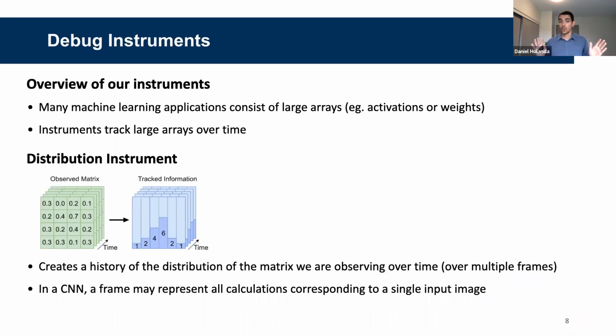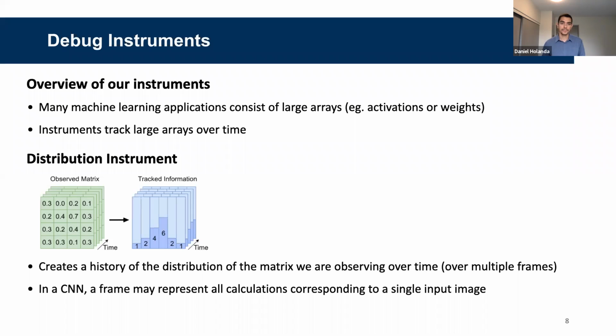So let's talk a little bit about our debug instrument. We know that machine learning applications consist of very large arrays, such as activations and weights. And all that our instrumentation does is to track those large arrays over time. So let's say, for example, that we want to check whether the weights matrix is spanning throughout the entire space that is provided by its bit width. For that, we can use the distribution instrument, which generates a history of the distribution of the matrix we're tracing over time.